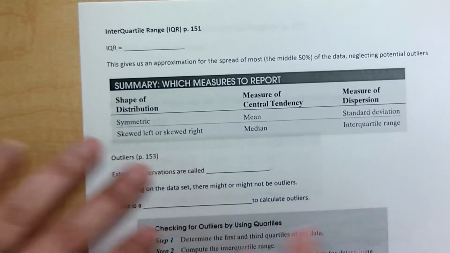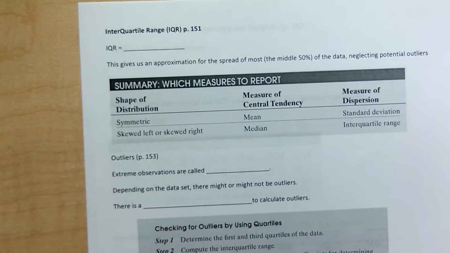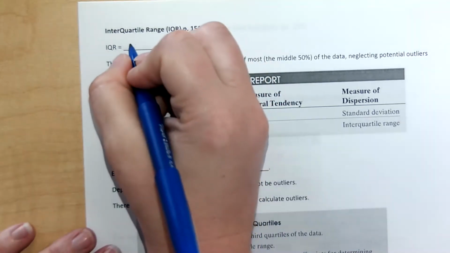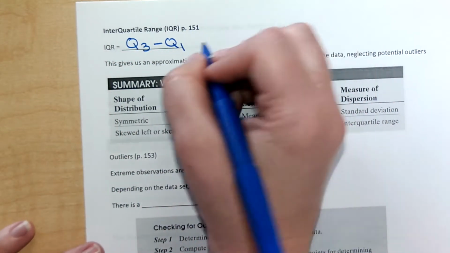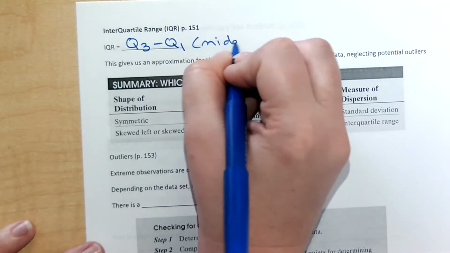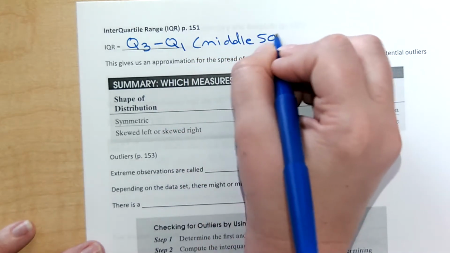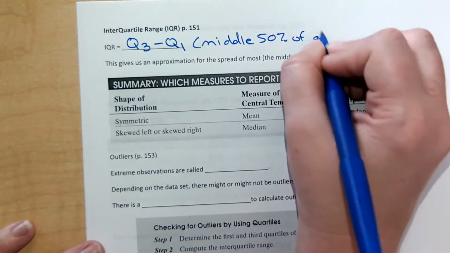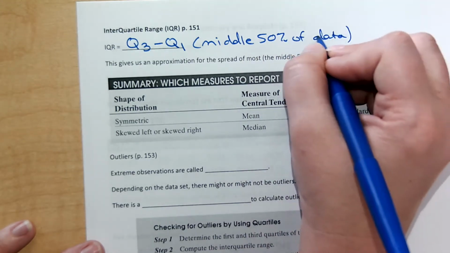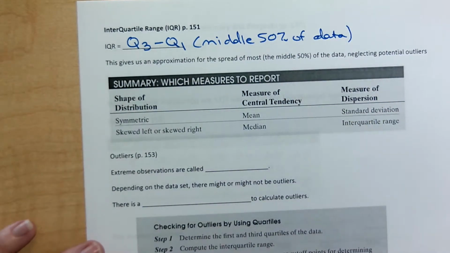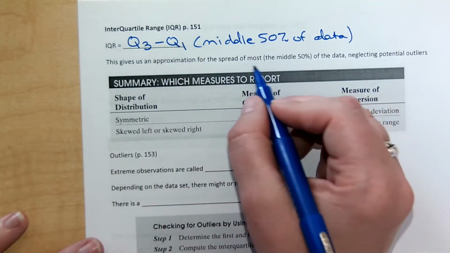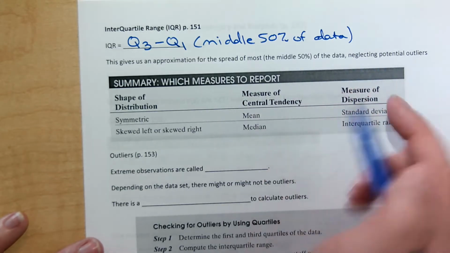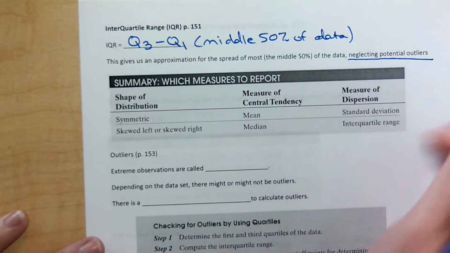Alright, continuing with the quartiles, we have what's called the interquartile range, which is called the IQR. The IQR is Q3 minus Q1. It represents the middle 50% of the data, which means it kind of cuts off the outliers, it ignores the outliers. So it gives us an approximation for the spread the middle percent of the data, neglecting potential outliers.